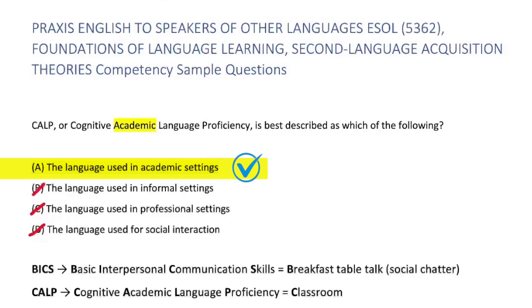CALP refers to the language proficiency required for academic achievement in a second language. It involves abstract, context-reduced communication that is often found in academic settings.